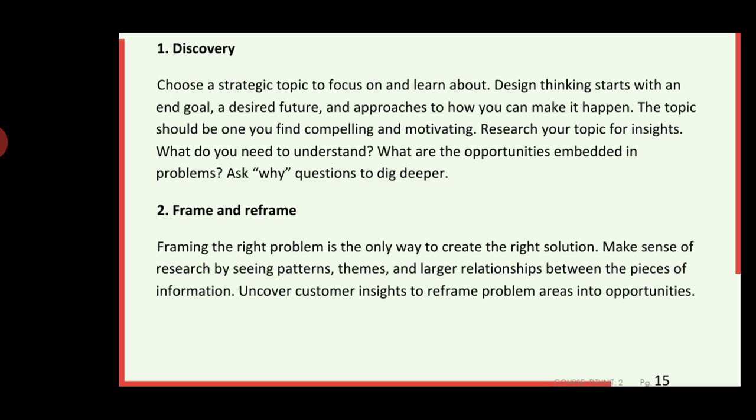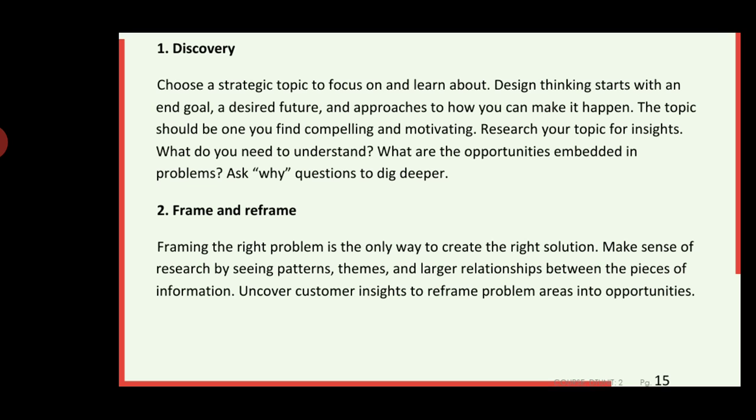Discovery means researching your topic for insights. What do you need to understand? And what are the opportunities embedded in that particular problem?